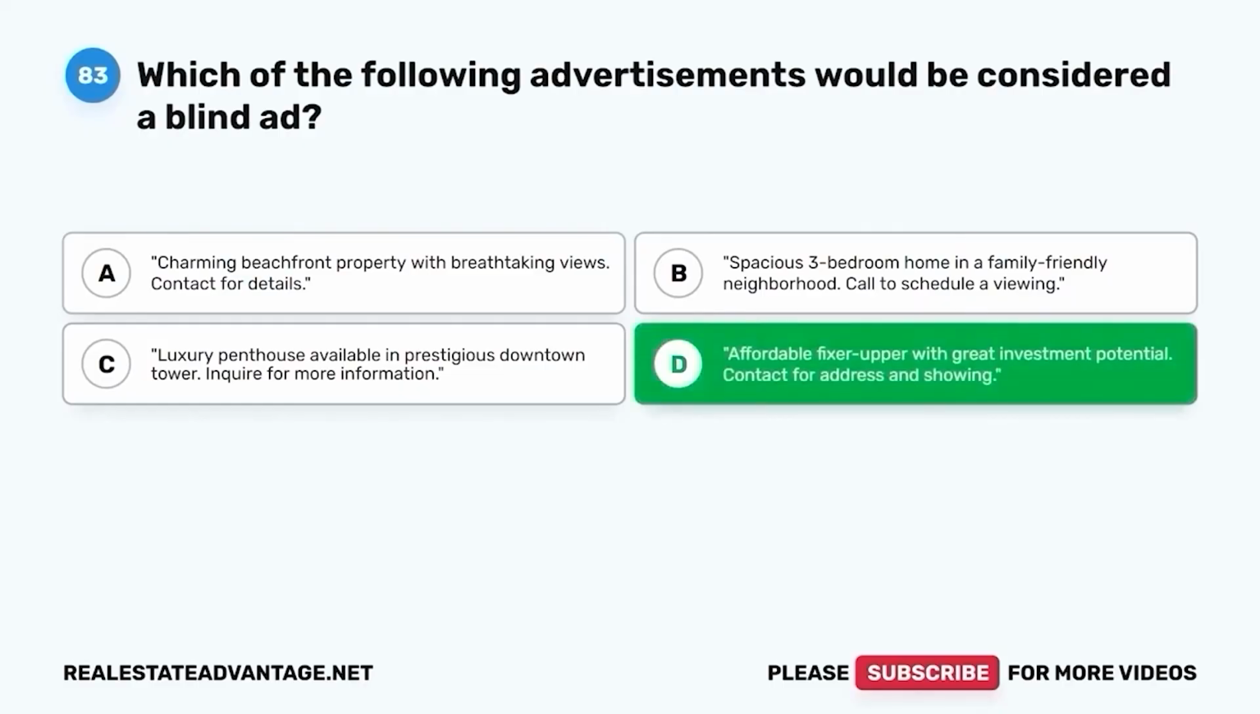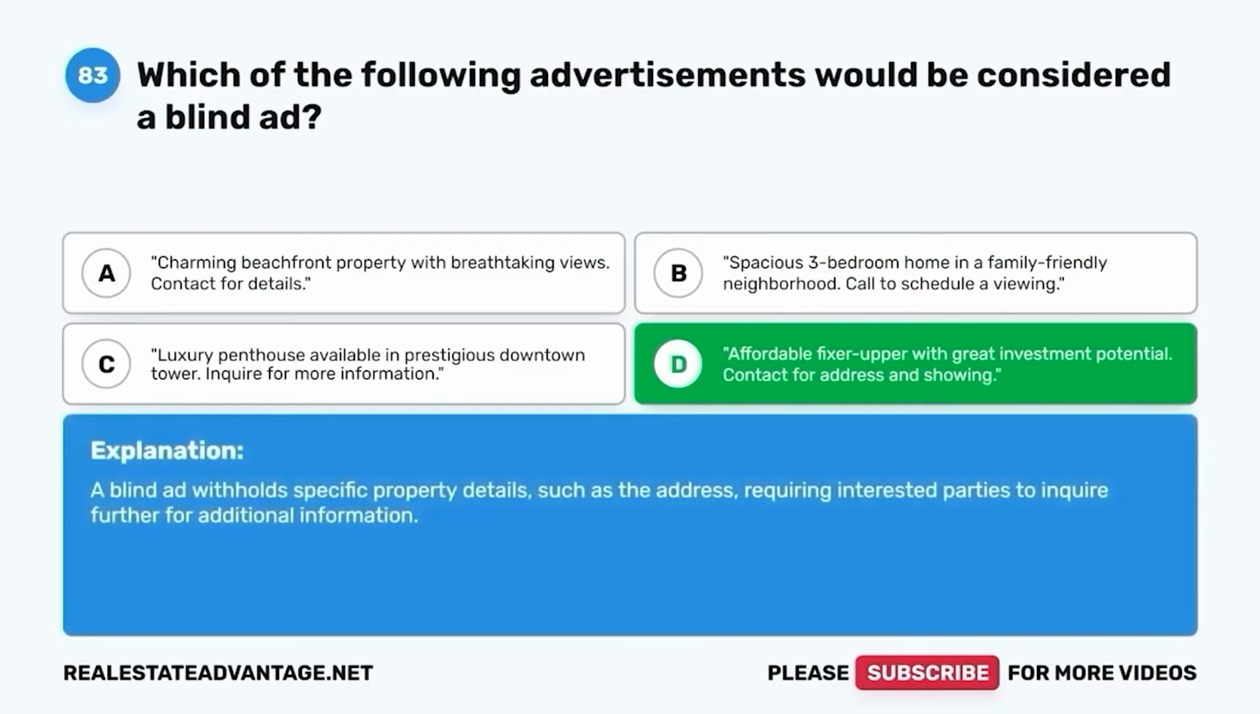The correct answer is D. Affordable fixer-upper with great investment potential. Contact for address and showing. A blind ad withholds specific property details, such as the address, requiring interested parties to inquire further for additional information.